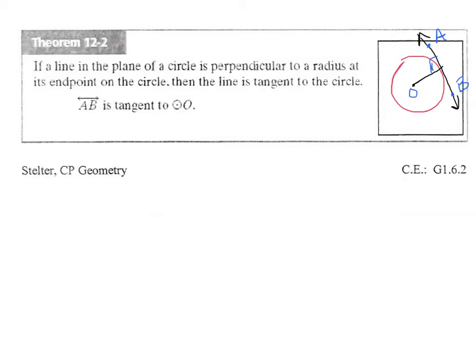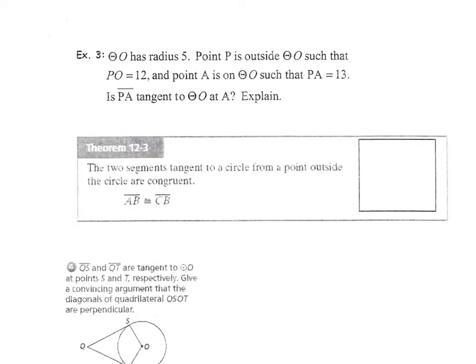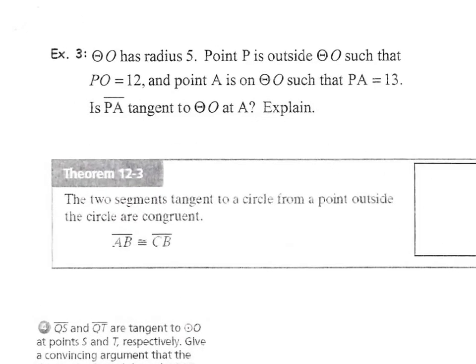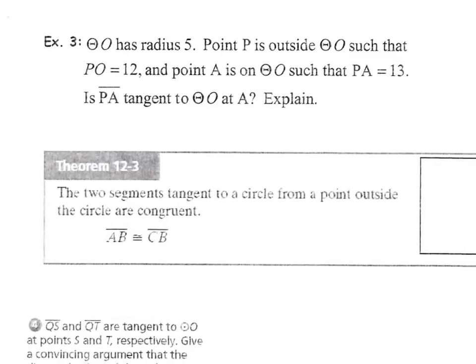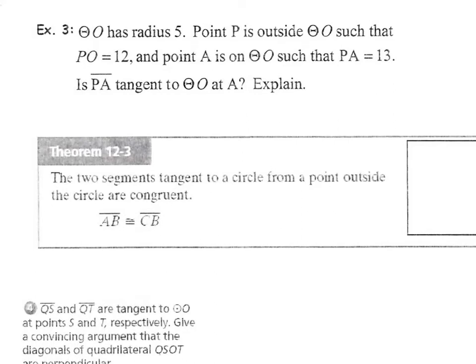So moving over to the next set. Try and blow this up here. Circle O has a radius of 5. Point P is on the outside of circle O such that segment PO is 12, and point A is on circle O such that segment PA is 13. And they want to know, is PA tangent to circle O at A? Very confusing with the wording.